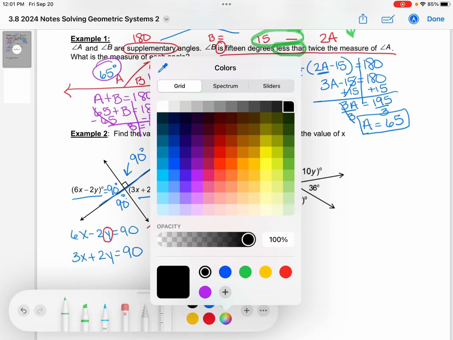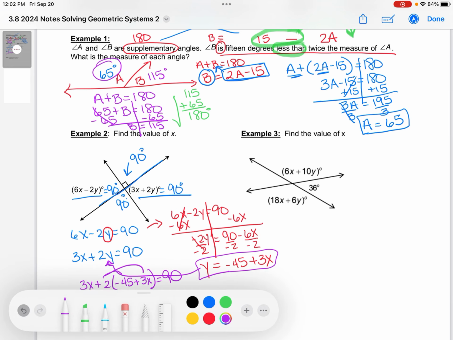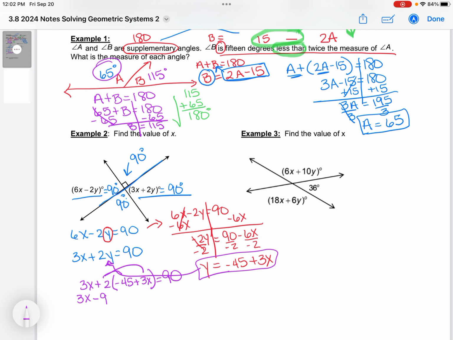Okay, so now I'm taking this value for y and I'm putting it into this equation. I always want to use the other equation. So I'm going to have 3x plus 2 times (negative 45 plus 3x) equals 90. So I need to distribute. So I'm going to have 3x, oops, not plus, minus 3x minus 90 plus 6x equals 90.